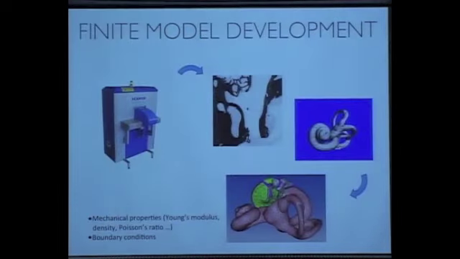Okay, the way we do it is that we develop a finite element model. You take a temporal bone, scan it; this scanner is sort of the size of a refrigerator. You put a temporal bone core in the scanner. This is a cross section. You take stacks of these, stack them up, and do 3D reconstruction. From those, you can develop a model. Then you put in mechanical properties like Young's modulus, density, and so on. And then you have boundary conditions. Then you can simulate the motions, essentially.